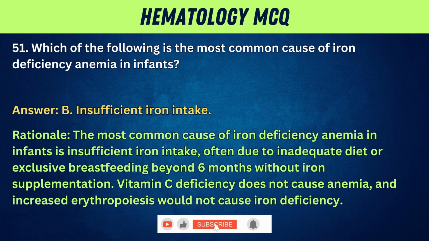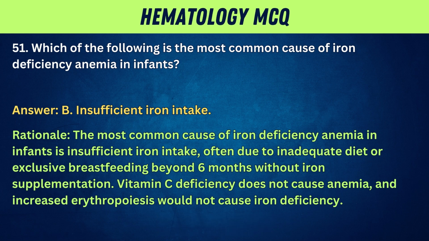Insufficient iron intake. Rationale: the most common cause of iron deficiency anemia in infants is insufficient iron intake, often due to inadequate diet or exclusive breastfeeding beyond 6 months, without iron supplementation. Vitamin C deficiency does not cause anemia, and increased erythropoiesis would not cause iron deficiency.